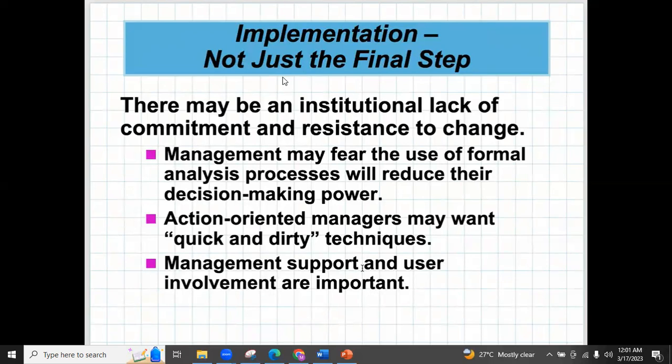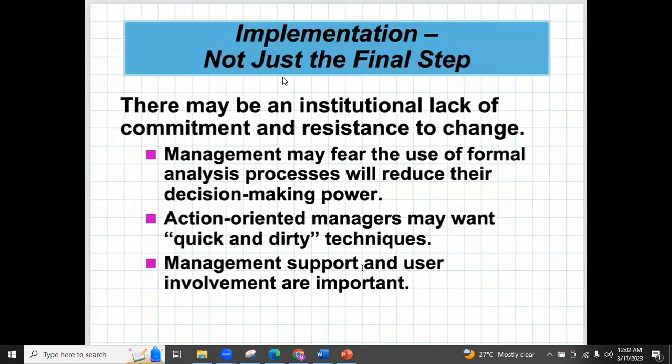So management may fear the use of formal analysis processes will reduce their decision-making power. That's where the manager, we've talked about that before. Action-oriented managers may want quick and dirty techniques. Give me a quick answer. Don't spend time collecting data and doing all this stuff. You're not actually showing a bias for action. You're showing a bias for analysis. And they'll use words like analysis paralysis. We've got to make decisions fast. Well, don't go to the system where you just flip coins and make lots of fast decisions. But quick decisions are great. You've just got to manage how dirty those decisions are. Dirty means, are they accurate or inaccurate?